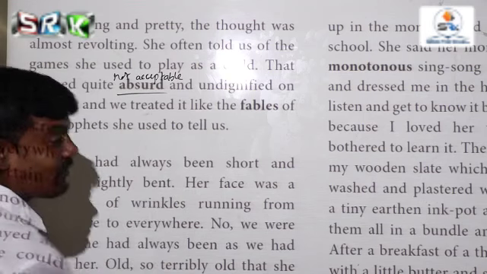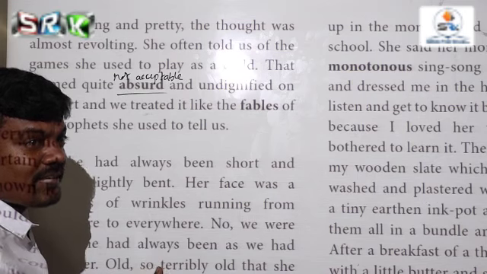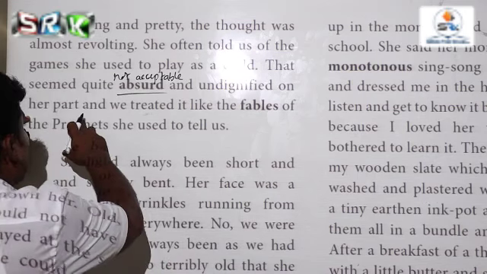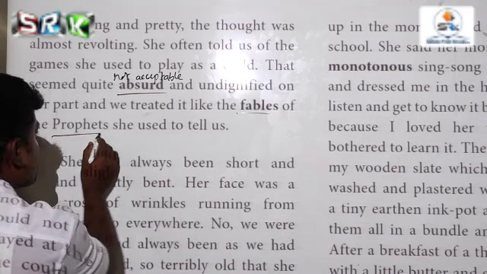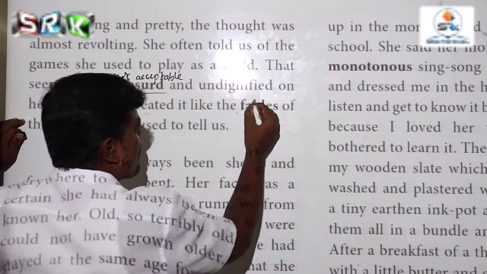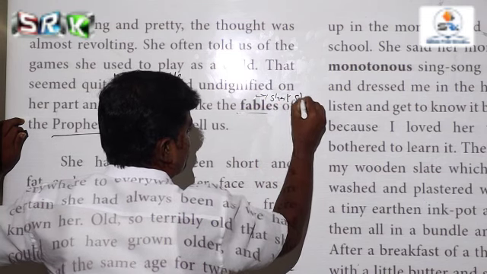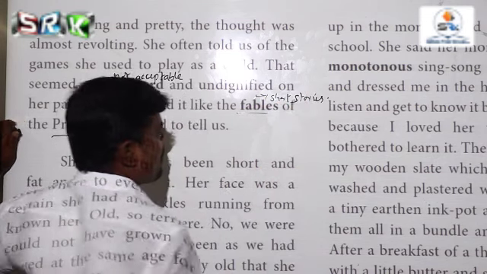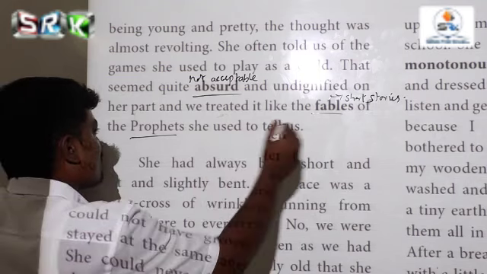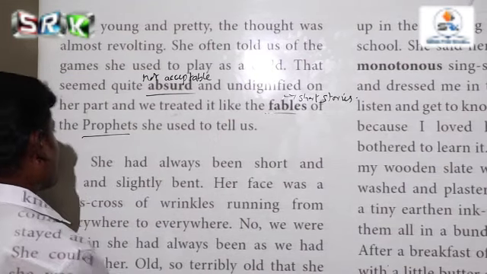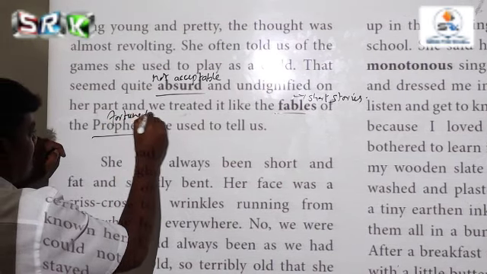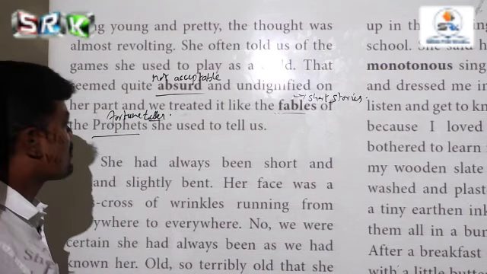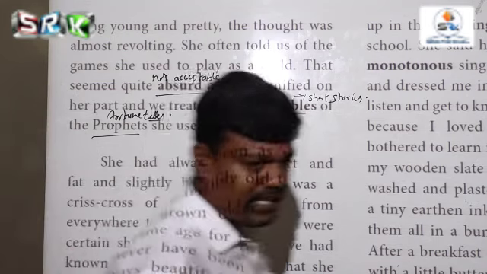And we means not only Khushwant Singh, the boys of the age, we treated it like the fables of the prophets she used to tell us. Fables means short stories. Short stories, note it down. All these things will be helpful in the synonym and the antonym. And short stories of the prophets she used to tell us. So prophets means fortune teller. Fortune teller, she used to tell us. She had, and let us move to the next para.